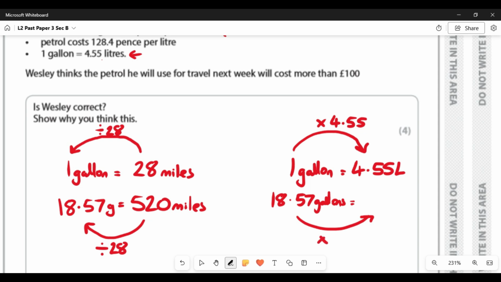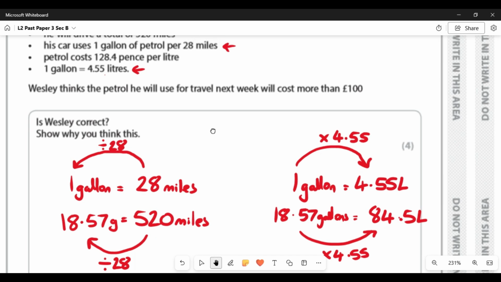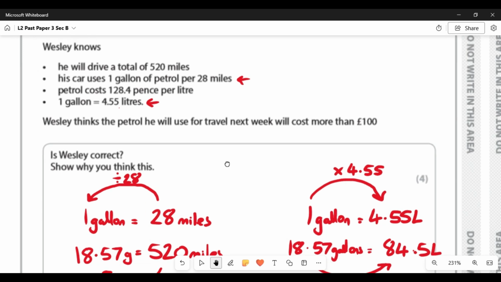So I'll have to do the same here as well. I tell you what, because I've still got my answer on my screen, I'm just going to multiply that by 4.55. I'm not going to round it. That gives me exactly 84.5 litres if you've done that right. I want to be as accurate as possible, and they will accept this as your answer. So let's use this as our litres now, 84.5 litres, which is really accurate.